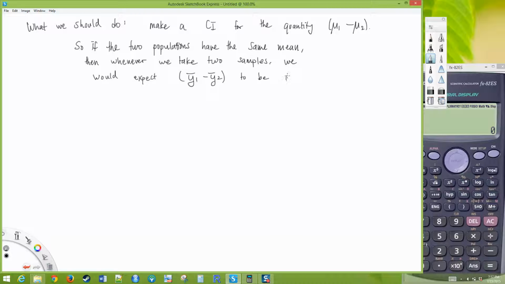Yeah, to be 0 or at least very close to 0. Or close to 0. Okay? And on the other hand, if the two populations have different means, we would expect this to reflect that. But it greatly depends on how big of a difference mu1 and mu2 actually are, right?